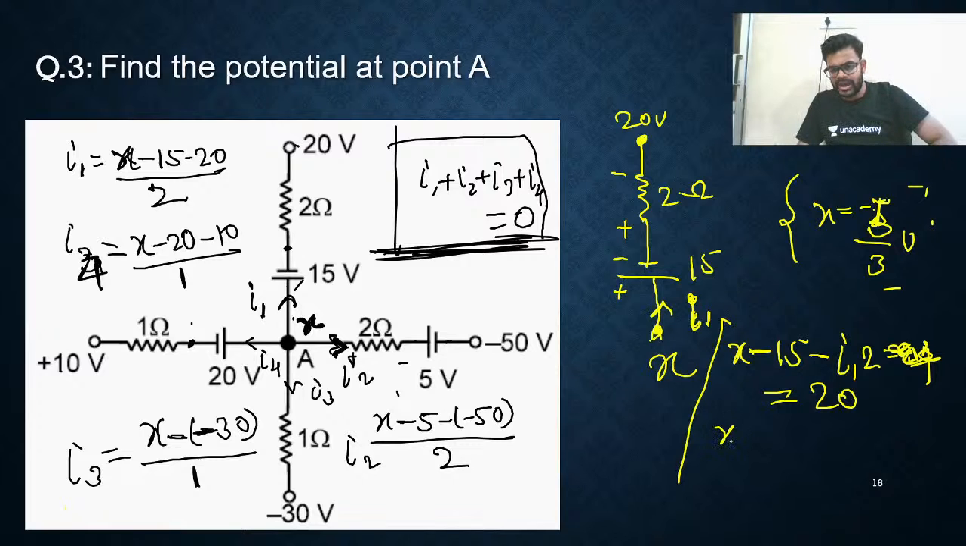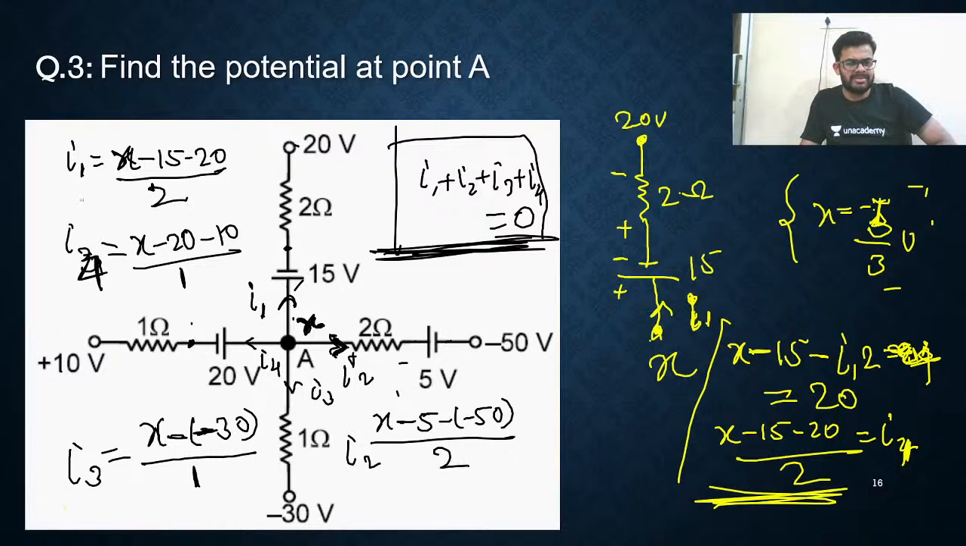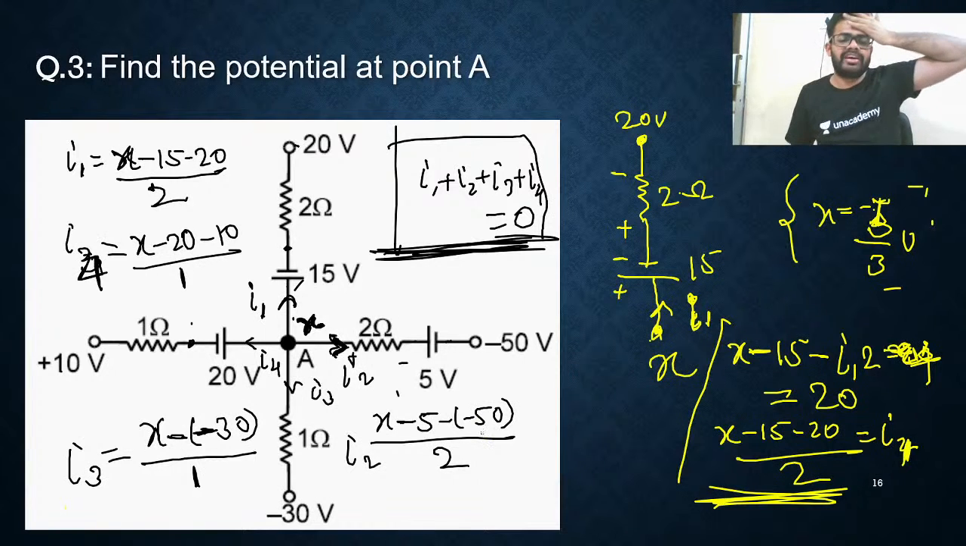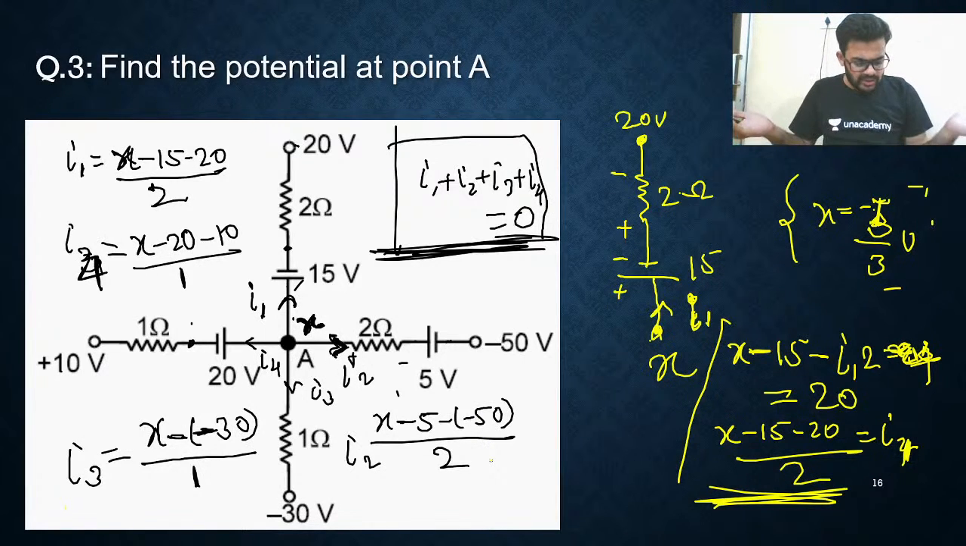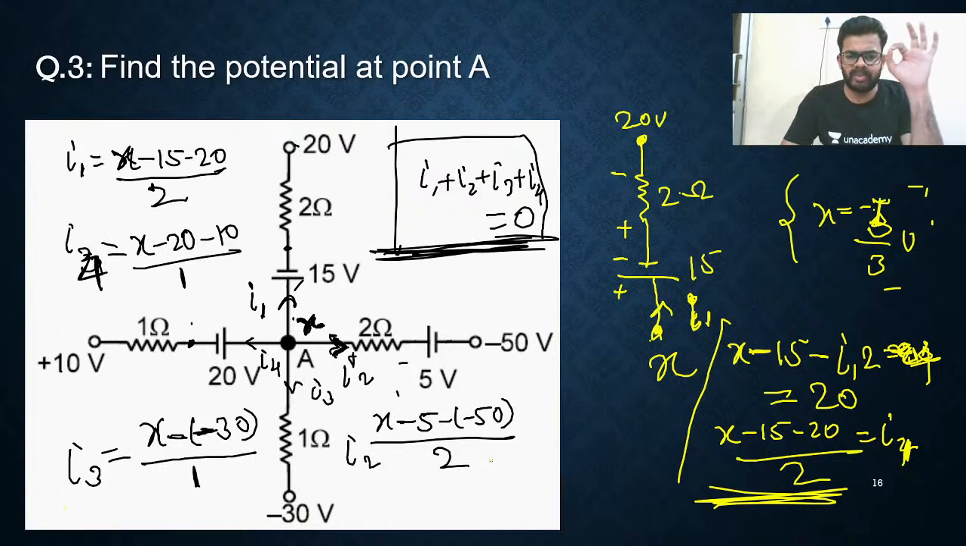What you are getting? X minus 15 minus 20 is equal to I2 divided by I1 divided by 2. Can you see? It is the same as I1 we have written: X minus 15 minus 20 divided by 2. This is I1, right? So like that you can solve, just like Kirchhoff's law you can use. The answer is minus 5 by 3 volt you are getting. The potential of this point A is minus 5 by 3 volt.